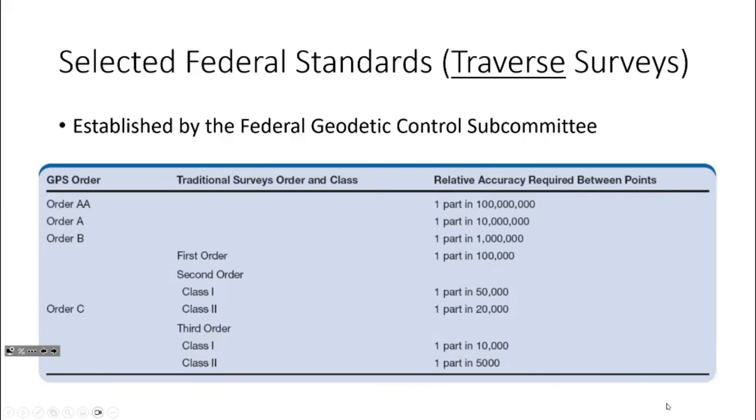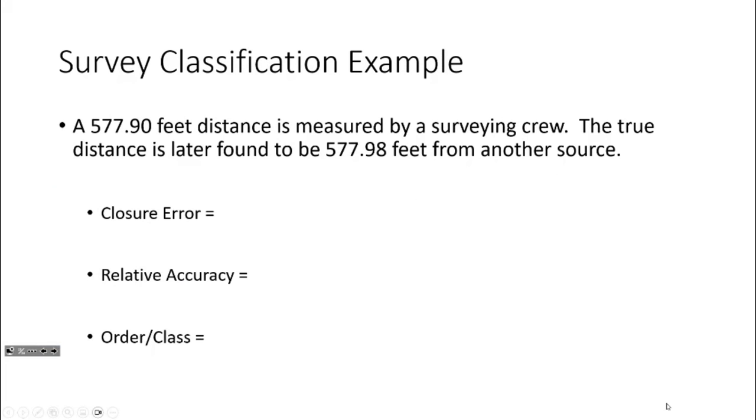Obviously, we would love for all of our surveys to be first order. I don't think we're all getting first order surveys in our first lab here in this class, but part of what we do in our first labs is take the data you collect and classify it and see, is it a first order, a second order, a third order, what have you. And so to show you how that works, let me give you an example of survey classification.